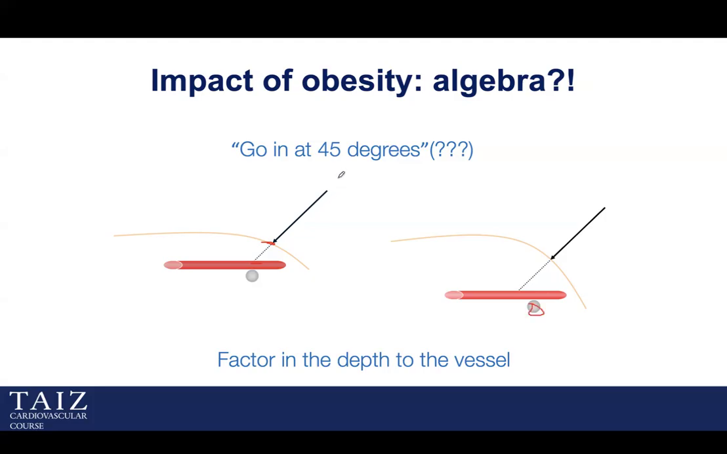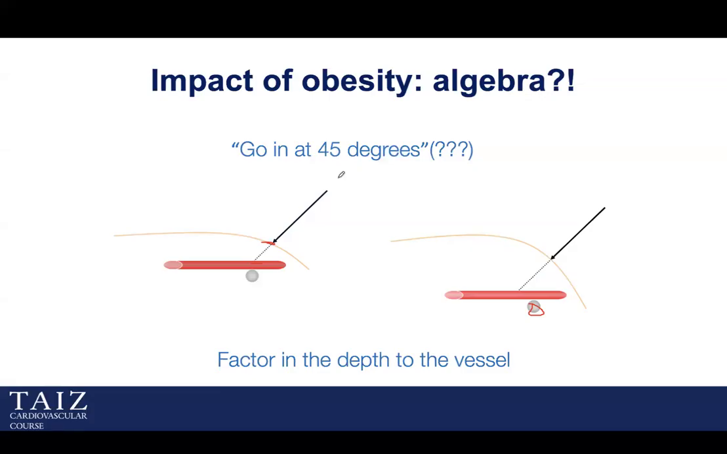So if you stick to the 45 degree, you will end up sticking high. So the angle doesn't really tell you exactly what to do. So you have to use ultrasound and figure out how deep the vessel is. Normally, the vessel should be around 2 centimeter deep, 1 or 2 centimeter deep in average thin patients.